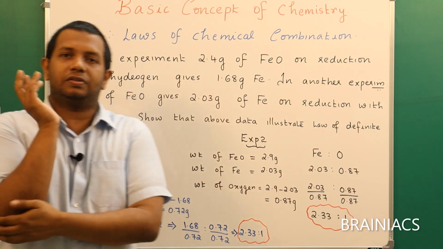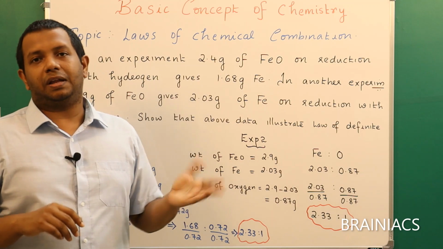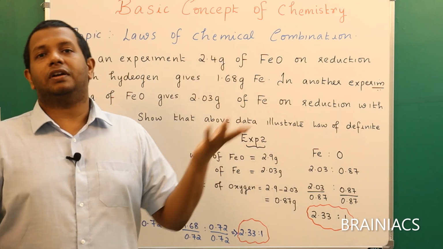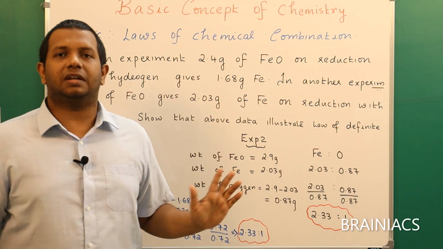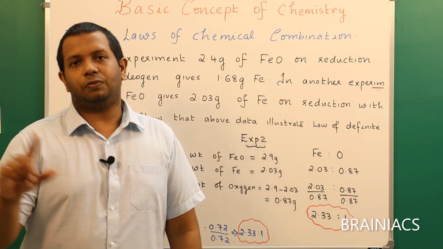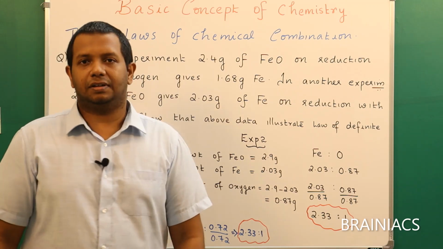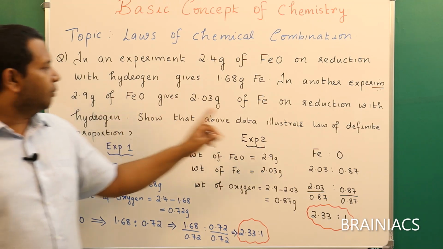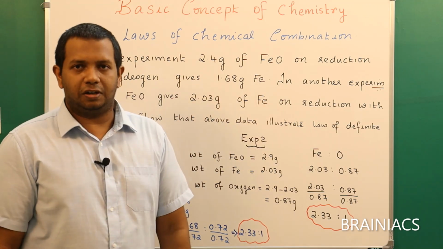If you have iron oxide prepared by different methods, or obtained from different sources, or if you are taking different masses, whatever be the case, at the end of the day the ratio of iron and oxygen will remain fixed. Okay, now we will try to see how to do this question. Show that the above data illustrate the law of definite proportion.